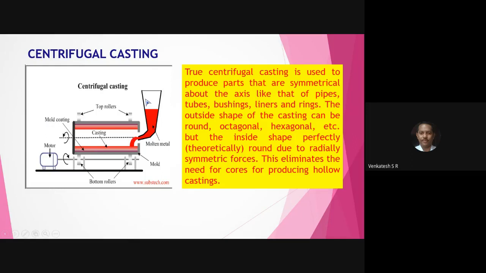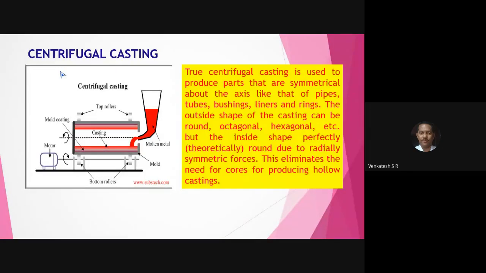There will be a provision to pour the liquid metal in the end of the pipe, so that the pipe is turning at the speed of 3000 rpm. The centrifugal action takes place and forms the circular casting that we call liners. That we call liners. Write down centrifugal casting.